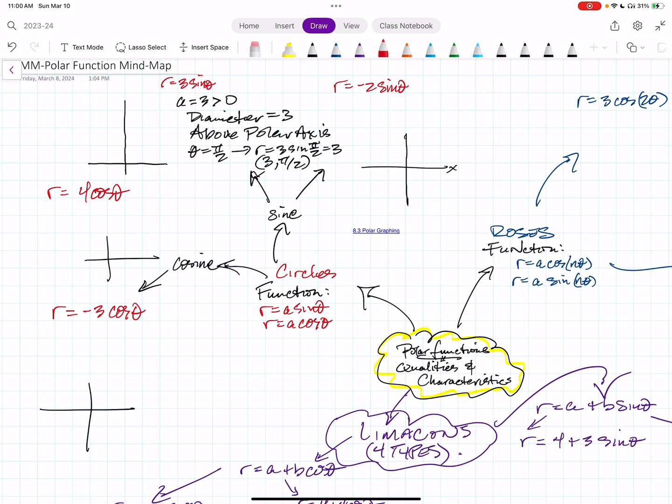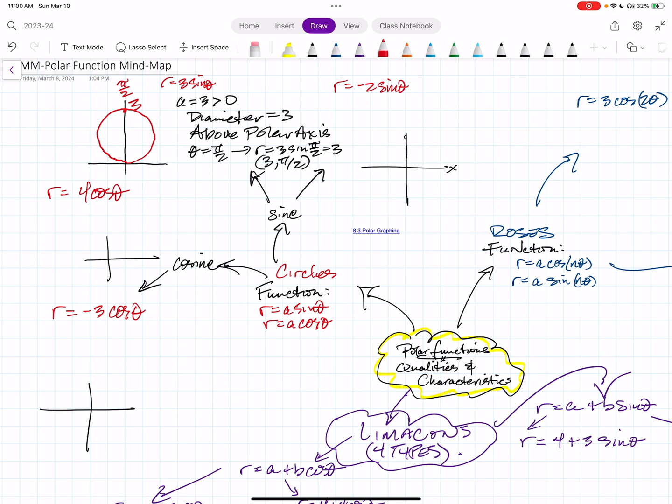So what we do is we just take a look at your a value. You go up 3 units on the y-axis, or at pi halves, which is the same thing. Then you draw your circle and just do your best job. Just do a little sketch. It doesn't have to be perfect. That's not perfect, but it's good enough. So the diameter is 3, and again, a is positive, so it's above.